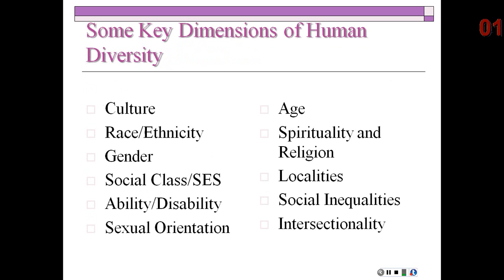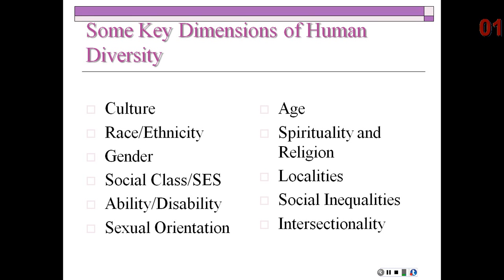So when we're thinking about human diversity, oftentimes we only think about a couple of things, right? Maybe we only think about race or ethnicity. Maybe we think about sexual orientation. But the thing about diversity is diverse, right? Hence the name. So when we're thinking about diversity, we have to think about a lot of different things that makes each individual unique.